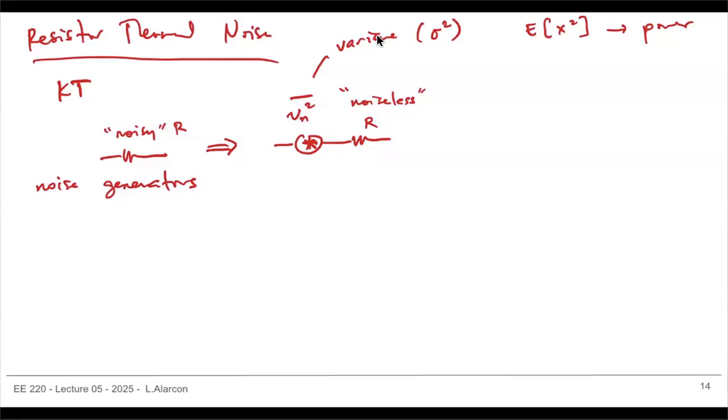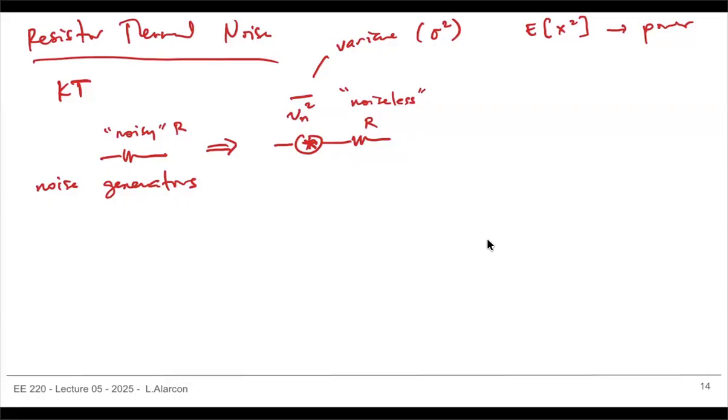But one way we can actually start working with noisy devices is, how do you model those noisy devices? Well, for resistors, it's relatively straightforward. I'll just model it this way, right? I'll model it as a noiseless resistor with some noise generator. So now the question is, what is that? What's the value of this noise generator?